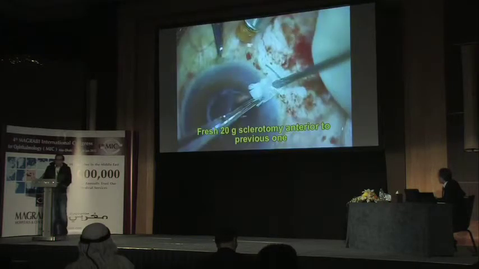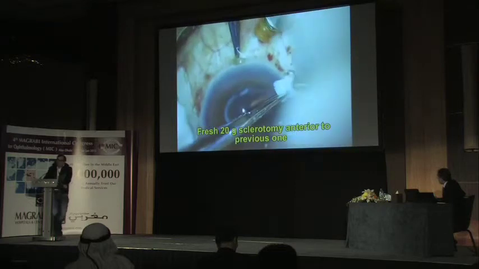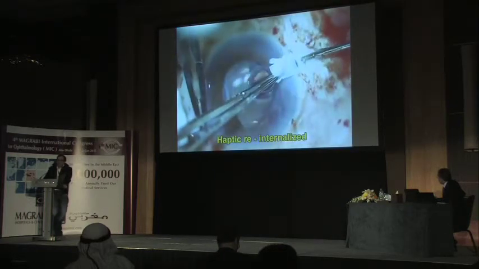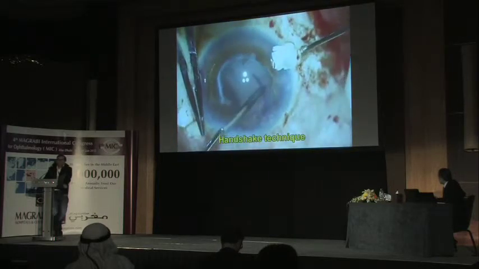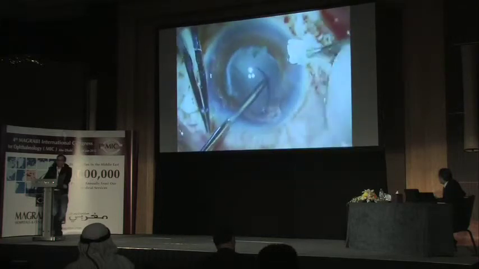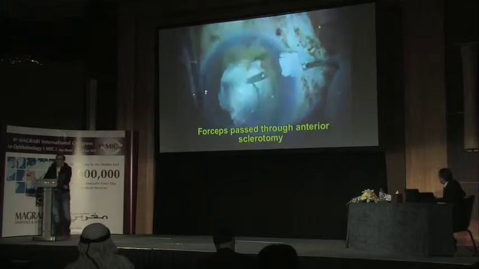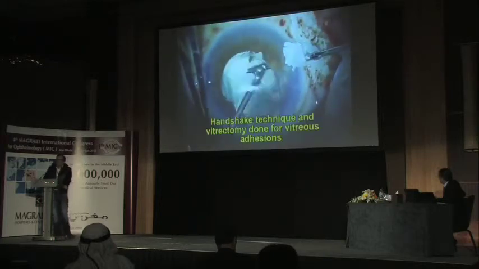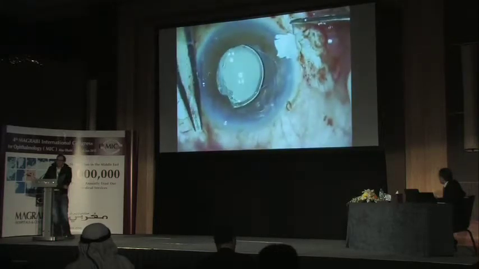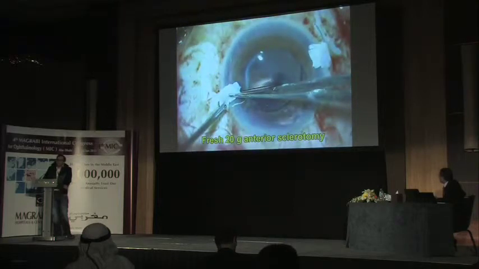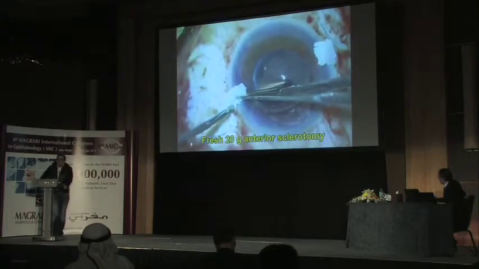Play, please. So again, I have to come anteriorly, make a fresh sclerotomy, take this haptic, pass it into the vitreous back, re-internalize, again do the handshake technique, come from the anterior route, catch the haptic tip, and now again externalize. So in other words, I have re-internalized and re-externalized the haptic. Now pause, please. Now look at the amount of haptic externalized on your right. Compare it to what it was just a few seconds back, and you will see the difference. Play. Now you see I'm doing the same on the other side.